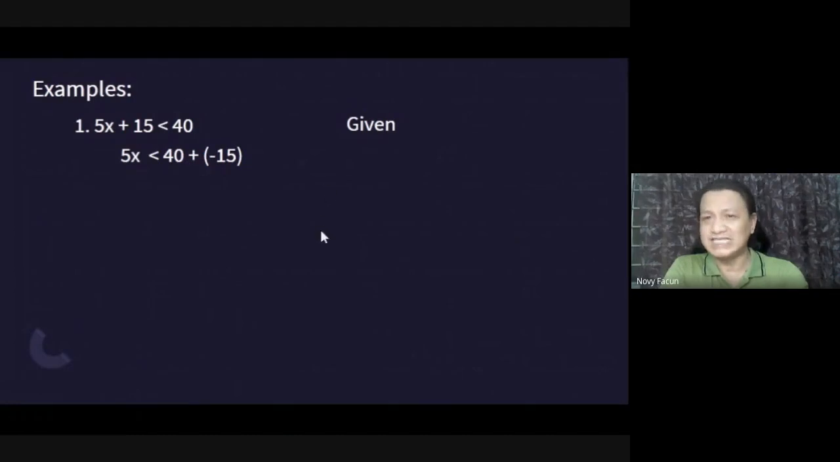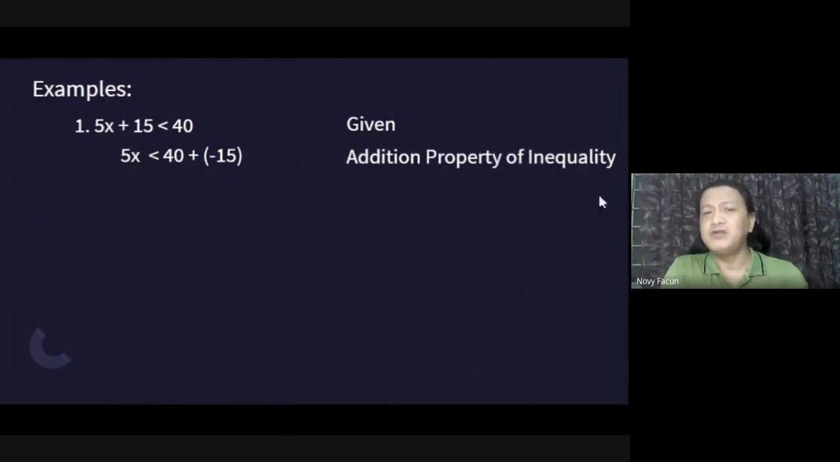So, magre-reverse siya ng sign. That will become 40 plus negative 15. If you're going to simplify this, using the addition property of inequality, that will become 5x is less than 25. And you can now solve for the value of x. How are you going to do it?